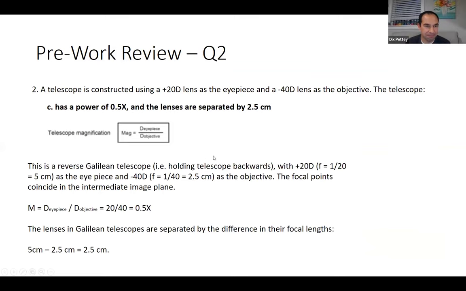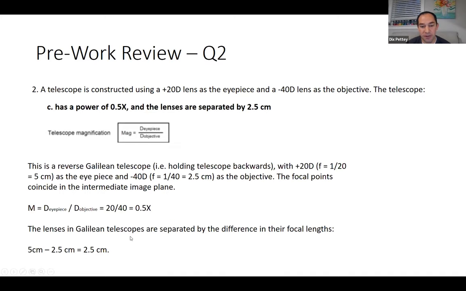All right, so very good job on this one. This is talking about a telescope, plus 20 lens, minus 40 objective. One of the equations on that equation list today, that should have been sent out by Elaine, is this mag equation. If you have a plus eyepiece lens and a minus objective lens, just in your head, if you have opposite signs, that's a Galilean telescope. And this one's a little different because basically they're holding it backwards. Anyway, based on the equation, we have 20 over 40, which is a half, 0.5x.